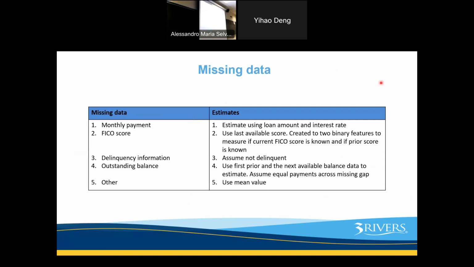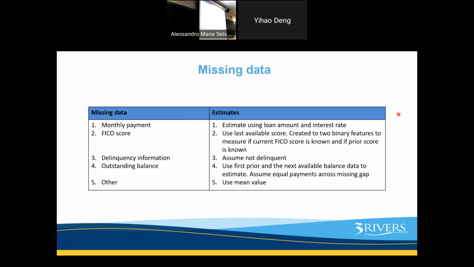Missing data. Some observations or accounts were missing the monthly payment. We just used the loan amount and interest rate to estimate that. FICO score, if it wasn't available, we assumed it didn't change; it was the same as the previous score. We also created two binary features identifying if the score for this quarter is known, and if the score for the prior quarter was known.